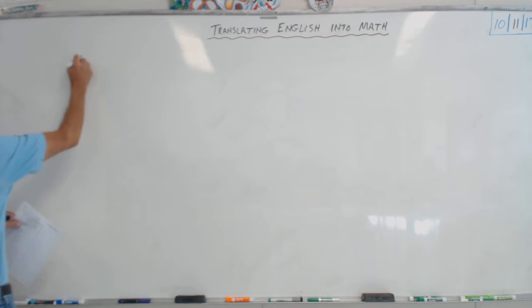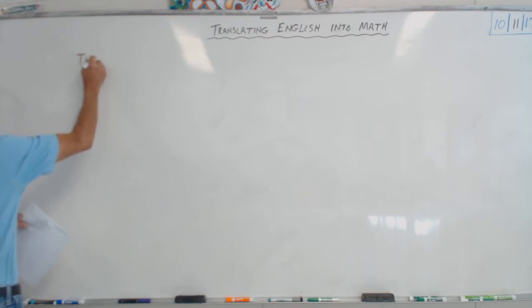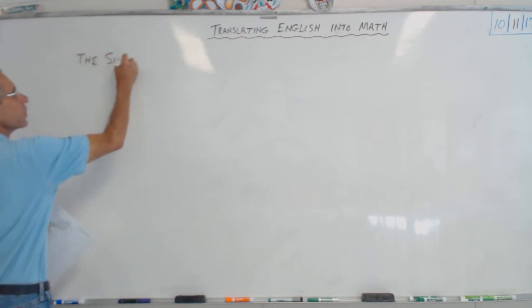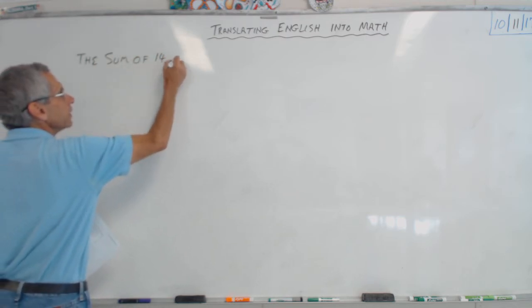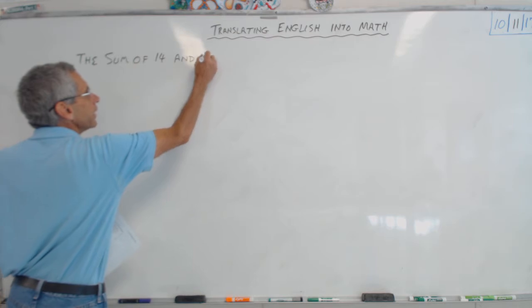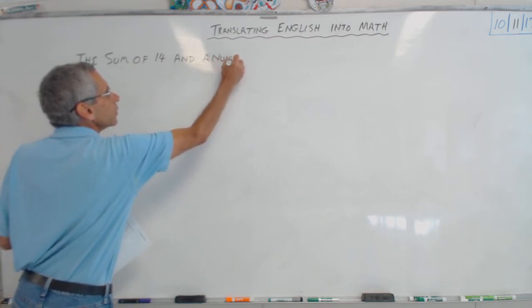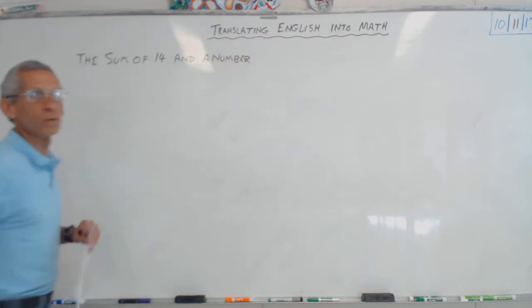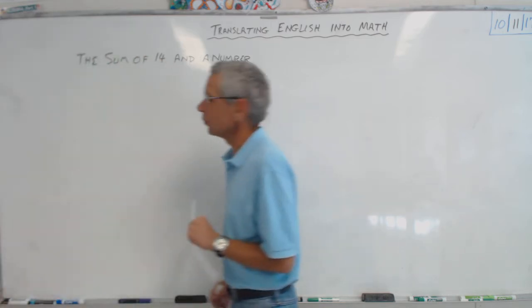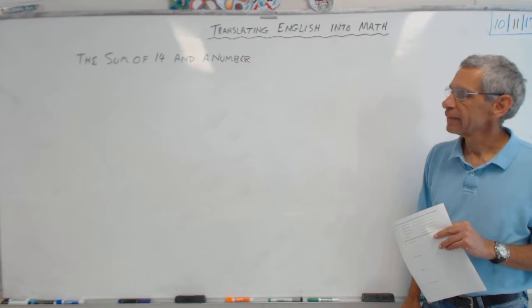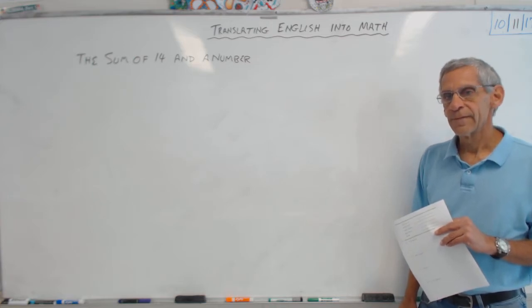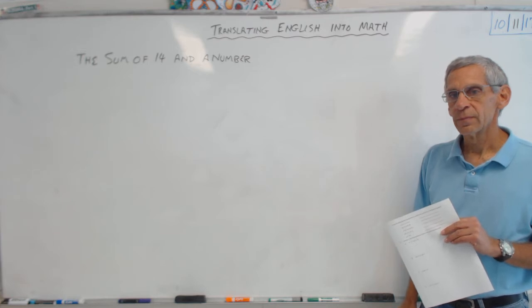I didn't either. Okay, what if I said this? The sum of 14 and a number, X. 14 and a number, the sum. Okay, how about Gardner? So if you said the sum of 14 and a number, if you added 14 and a number together, what would the answer be? Right.